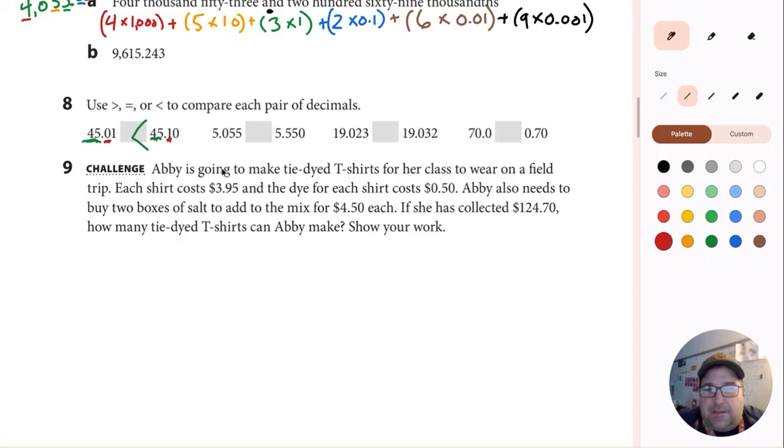Yeah, I'm just kind of looking at these. Keep that in mind, guys. We'll go ahead and let's take a look at this last one.